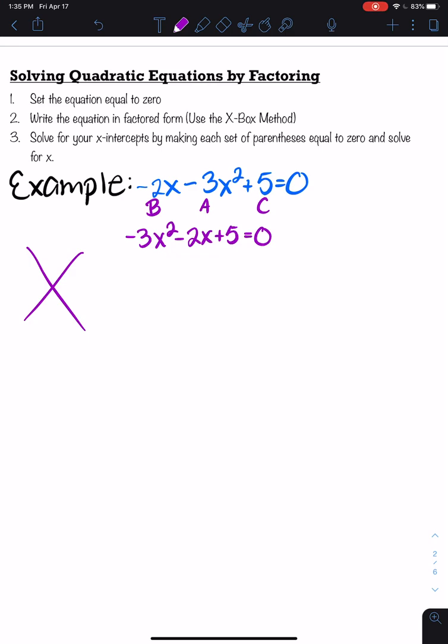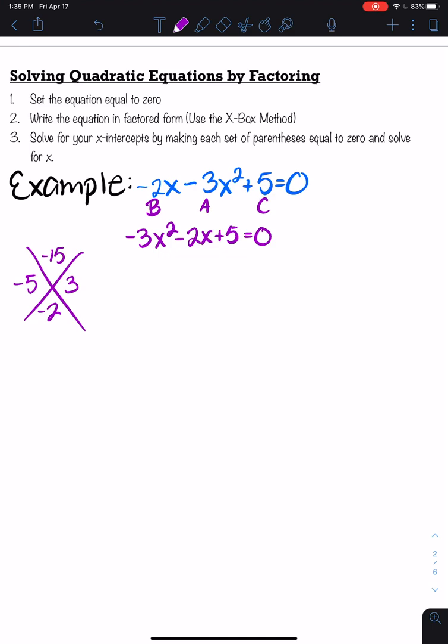So a times c would go at the top, negative 3 times 5, so negative 15. And then your b value at the bottom, negative 2. So two numbers that multiply to negative 15 but add to negative 2 would be negative 5 and positive 3.